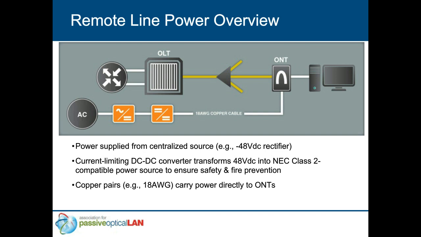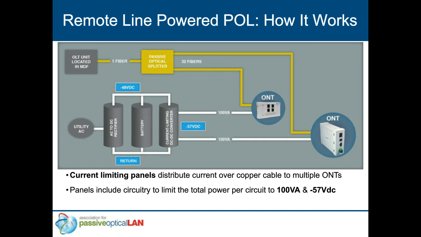So let me explain how it works in simple terms. AC will come into the power configuration. It comes into the rectifier. The AC is converted to DC, which is a nominal 48 volts. There are battery strings in parallel with the rectifier to provide backup for all the circuits connected to it. This rectifier and battery combination powers a special DC-DC converter.